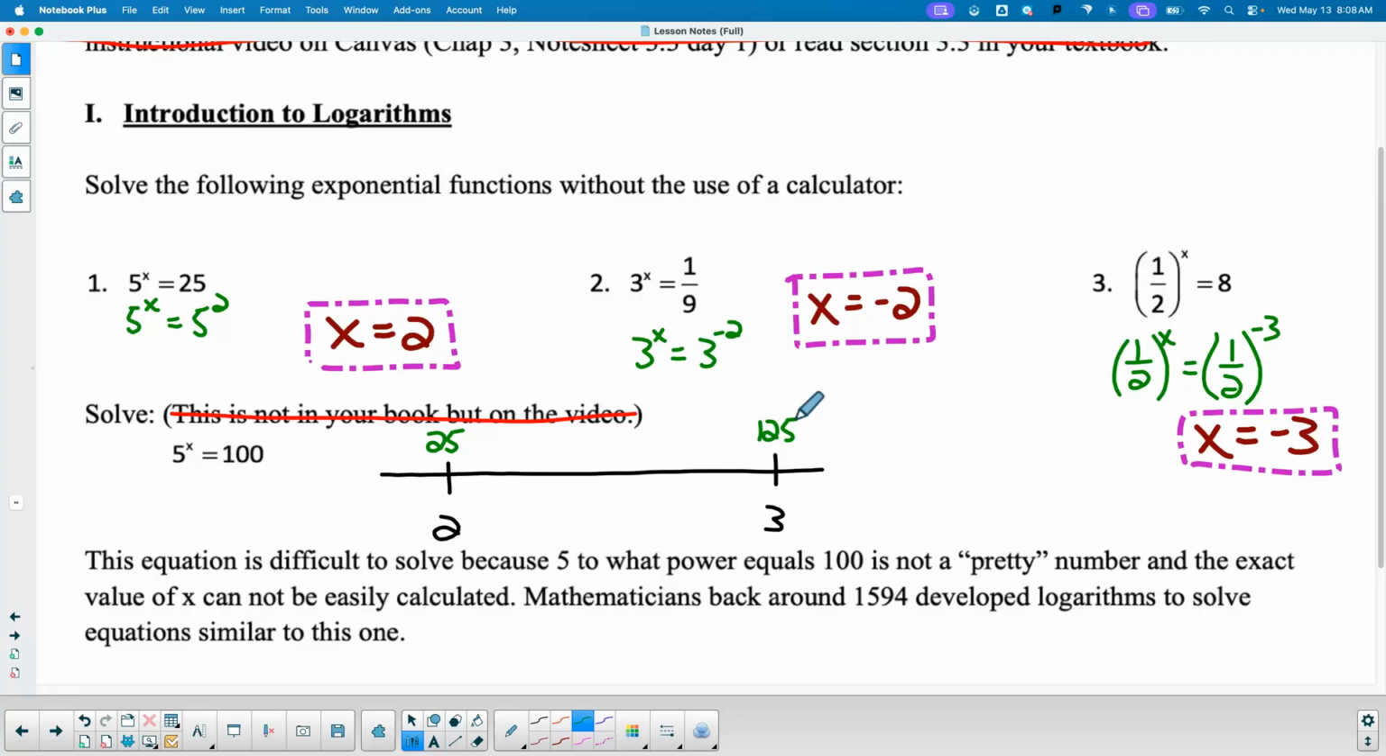Is 100 closer to 125 or closer to 25? 125. So that means our answer would be closer to 3 than to 2. So I'd probably say somewhere in the neighborhood of 2.75-ish, 2.8-ish, somewhere in that range. Anybody? 2.86?